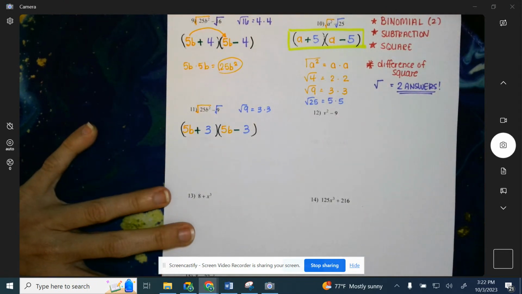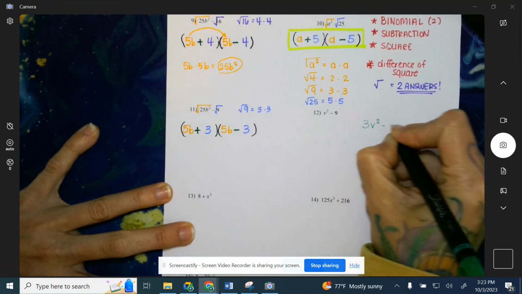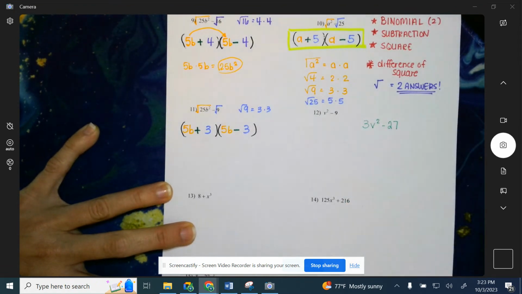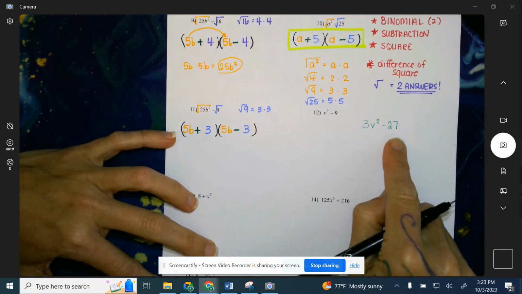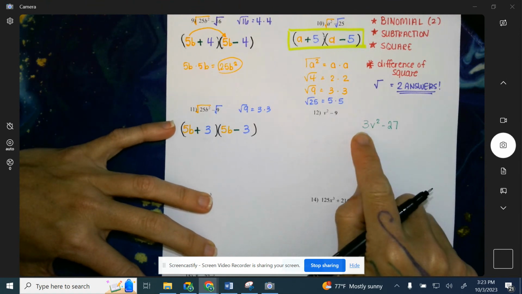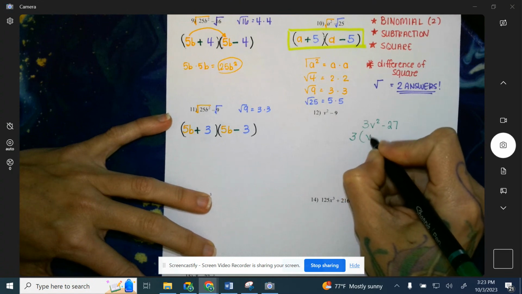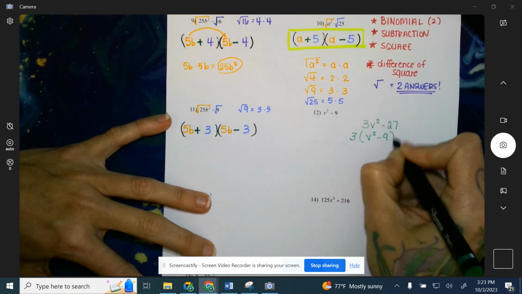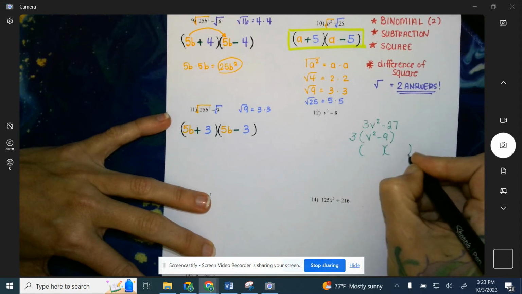So let's say this problem was 3b squared minus 27. 3 is not a perfect square. 27 is not a perfect square. We cannot take the square root of either one of those numbers. But 3 does go into 27, so I could factor out the 3 and be sitting at b squared minus 9. Now they're both perfect squares.